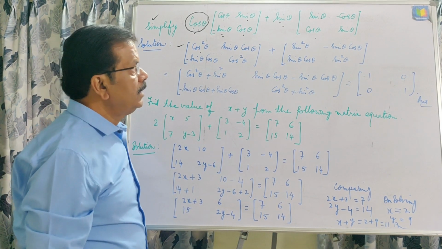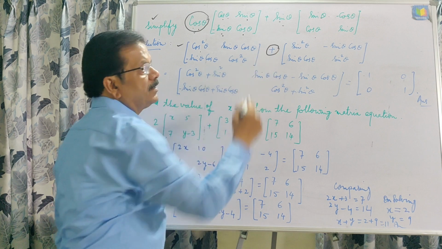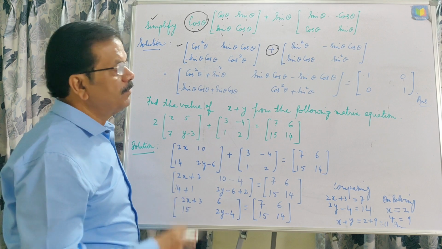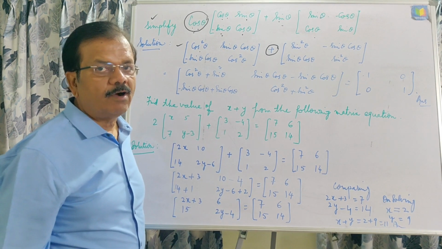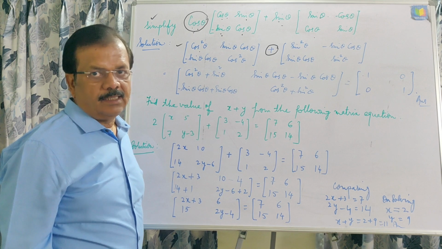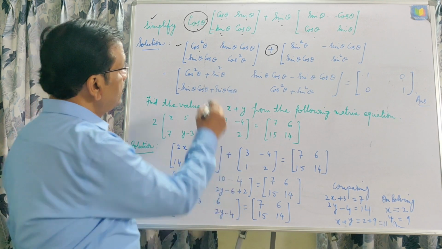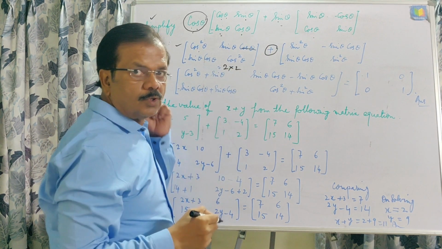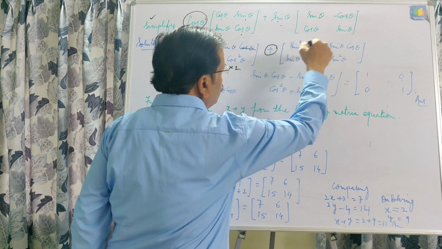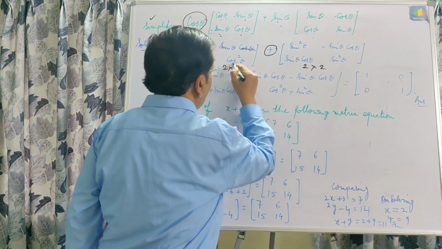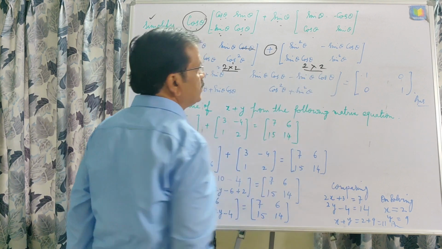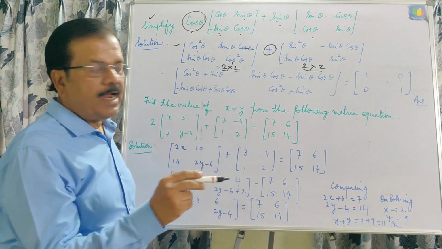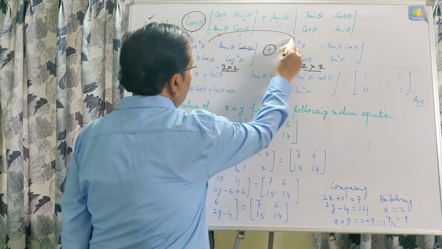After multiplication, if we are going to add any two matrices, we should see their order. Sometimes the question will be given wrong, and then you will find that the order is not the same. In that case, they cannot be added. Here you can see 2 rows and 2 columns, 2 cross 2, and here again 2 rows and 2 columns, 2 cross 2. Now the order of both matrices is the same, so we can add. Once we are adding, corresponding elements are added.